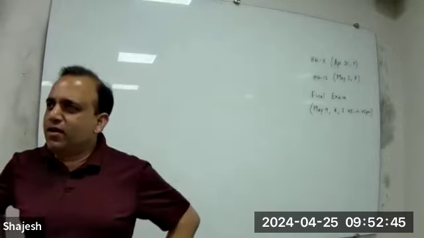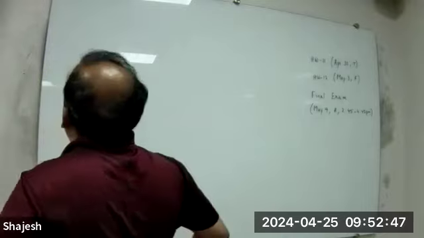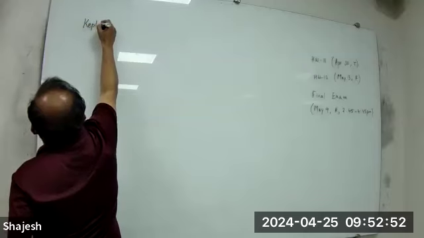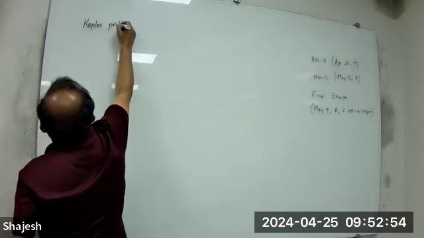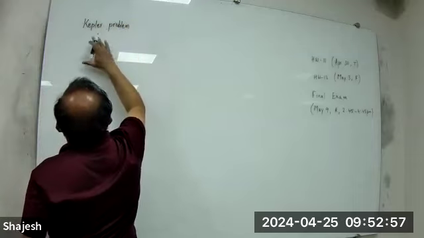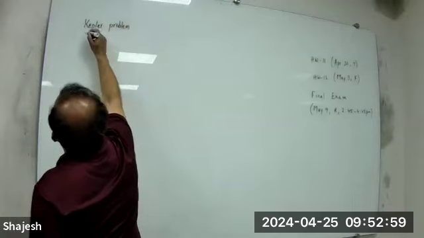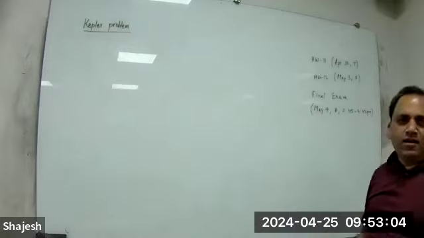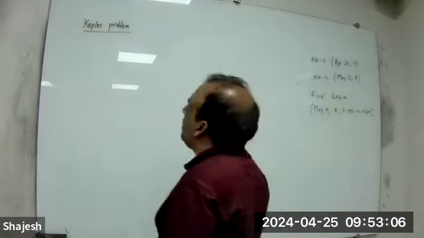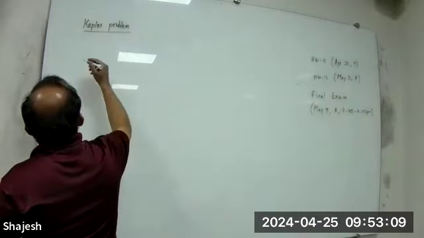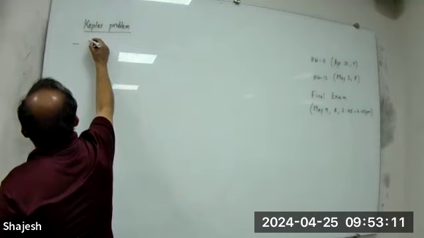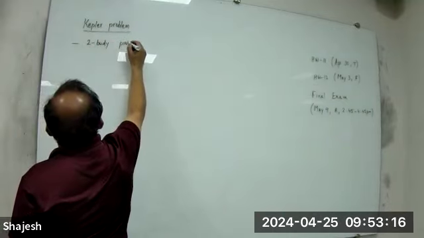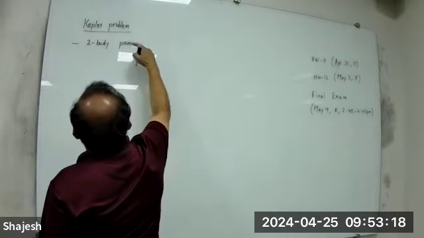We did the Kepler problem, and mostly what we said is, this is the Kepler problem. That's not what we want to do today. We want to modify this bit, but let me quickly remind ourselves what we meant by the Kepler problem. We said there's a two-body problem.